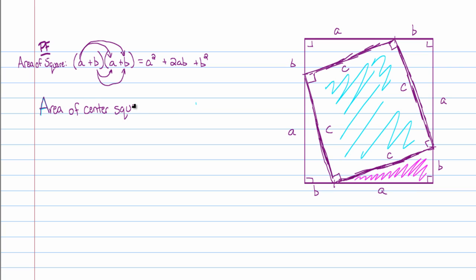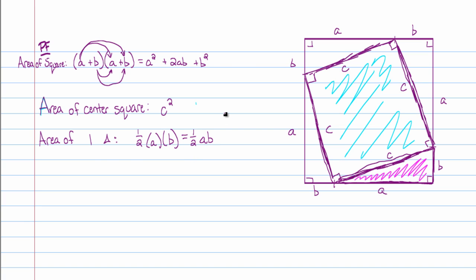Well, this is pretty easy because you can see center square has side length C here and side length C there. So it's just C times C or C squared. And then the area of one triangle, well, the area of a triangle is 1/2 base times height. The base on this triangle, let's just say this one right here, the base is A. The height, well, is this. It's B. So it's 1/2 AB.